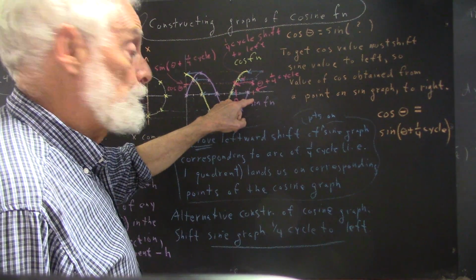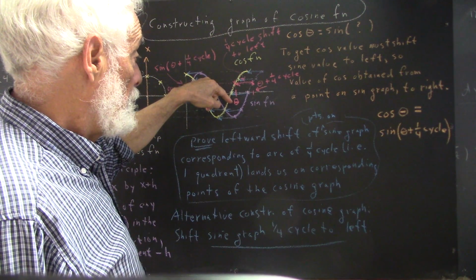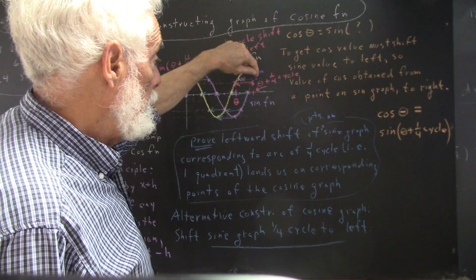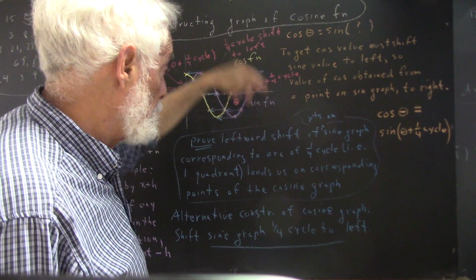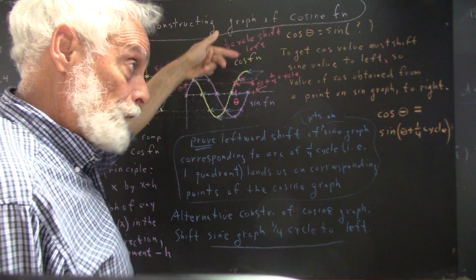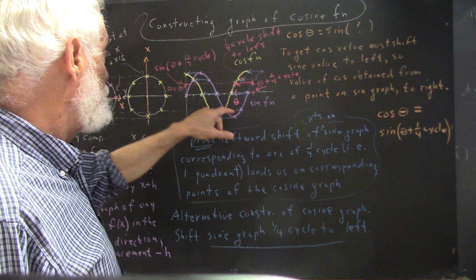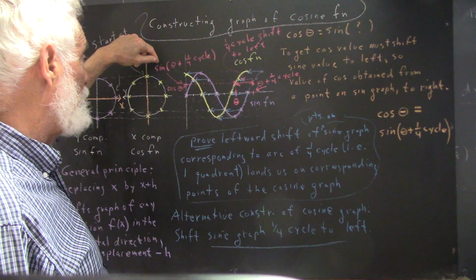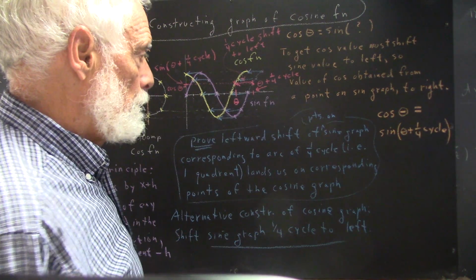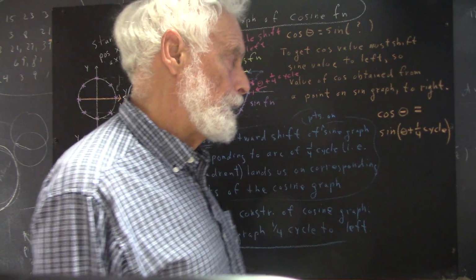Okay, and what's a coordinate at this point where we get the value of the cosine from? If it's the cosine of theta, we've got to look a quarter cycle to the right at theta plus 1/4 cycle, so that when this point is shifted a quarter cycle to the left, it lands on the cosine graph. Okay, so that the value of cosine theta is equal to the value of the sine of theta plus a quarter cycle. And we can write that. Cosine theta equals the sine of theta plus a quarter cycle.